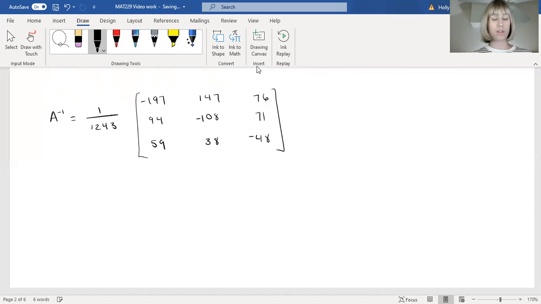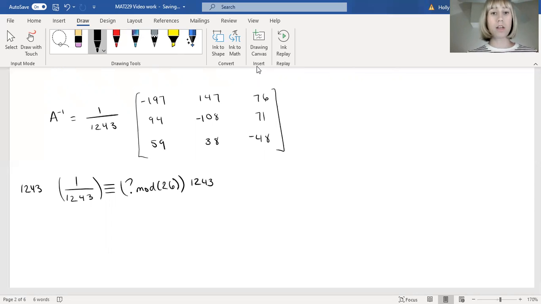Okay, so let's figure out what the corresponding mod 26 value is for here. So we have our 1 over 1243 equaling some mod value of 26, right? Okay, so how are we going to figure this out? Well, there are some properties of the mod that are very helpful to know. If you multiply each side by the same scalar multiple, that is allowed, that will work. So kind of going back to basic algebra, but it also applies to the mod 26. So then if we do that, we can rewrite this as 1.